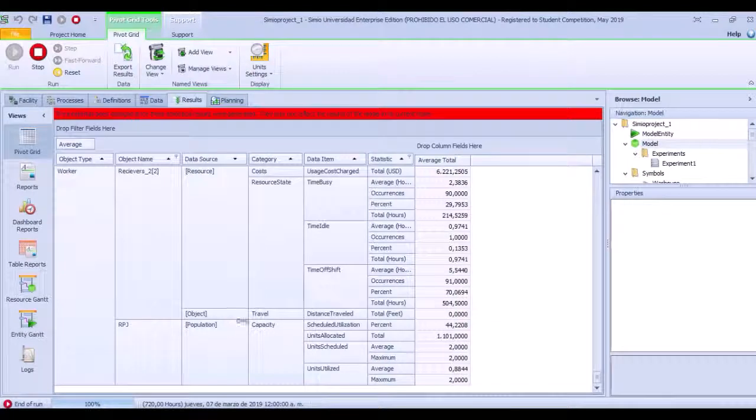The RPJ was utilized at 44.2% and had an initial cost of $150,000. We can see that it wasn't utilized as much because it only worked on docks 36 through 46.